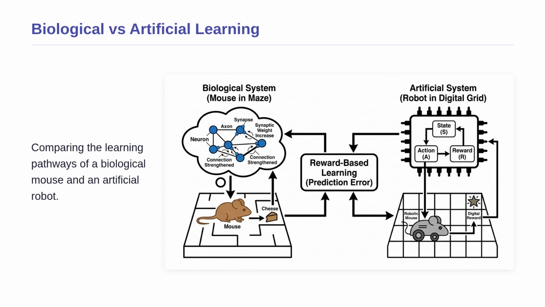To visualize everything we have discussed, let us look at this side-by-side comparison. On the left, we see a biological system, a mouse navigating a physical maze to find cheese. Above it, we see its biological neural network, updating its connections based on the reward. On the right, we have the artificial counterpart, a robot navigating a digital grid to reach a programmed reward score, guided by a reinforcement learning algorithm inside a computer chip. Both systems, despite their vastly different hardware, are united by the central concept of reward-based learning and prediction error. This diagram beautifully illustrates the bridge between ethology and computer science.